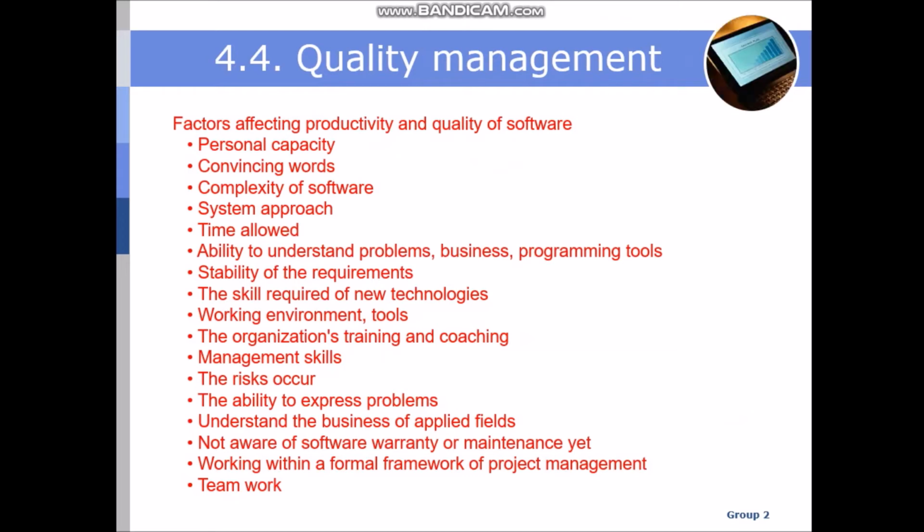Now we will talk about quality management. Factors affecting productivity and quality of software: personal capacity, convincing works, complexity of software, system approach, time allowed, ability to understand the problem, programming tools, accessibility of the requirements, the skill required of new technologies, working environment or tools, the organization, training and coaching, management skills, the risk occurs, the ability to express the problem, understanding the business, not being aware of software warranty or maintenance, working within a formal framework of project management, and finally teamwork.